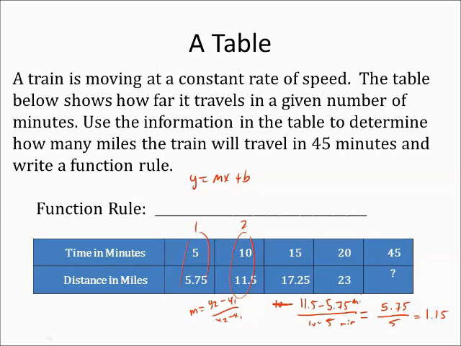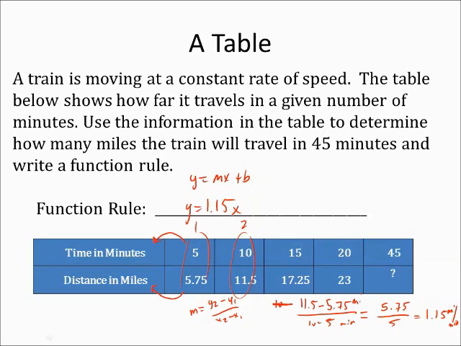It'll be helpful to keep the units there and pay attention, so that in the end you got 1.15 miles per minute. Alright, so that would be the slope. So we go y equals 1.15x, and then plus b. So remember, we need to go back.